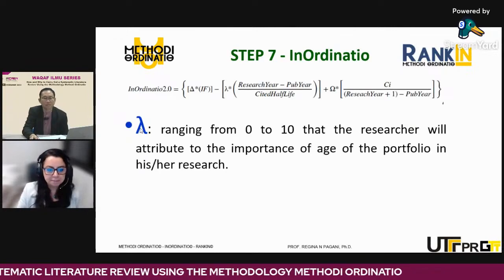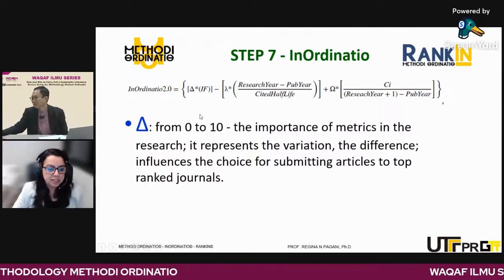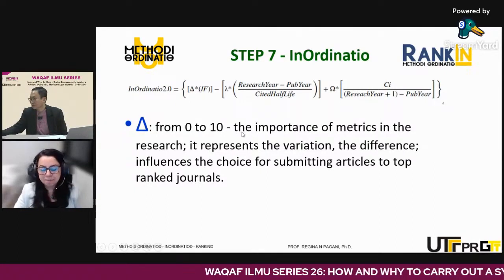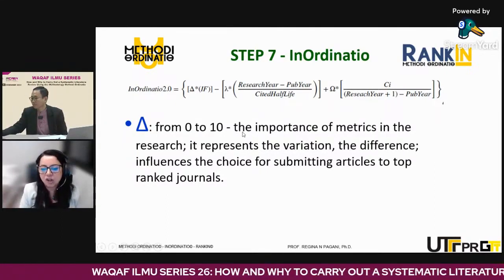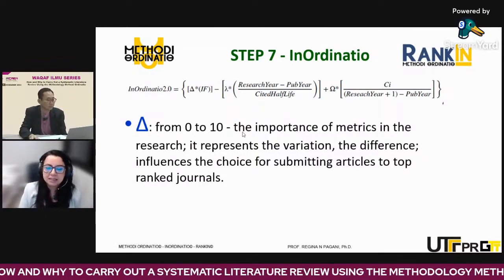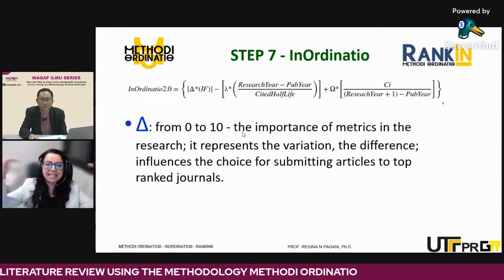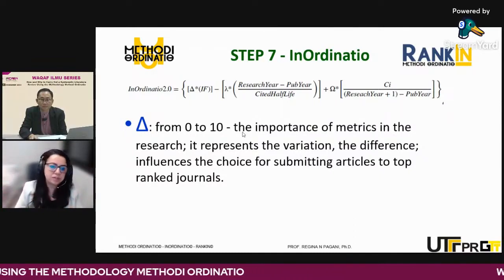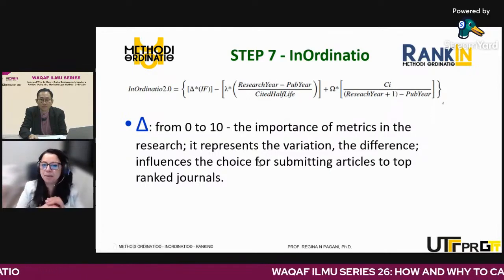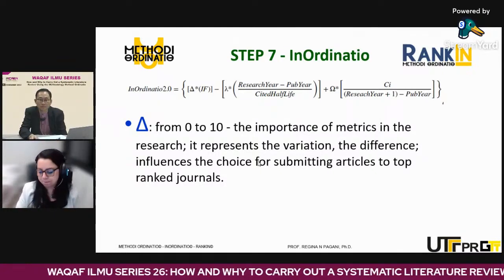So the first one I have to explain: delta, ranging from 0 to 10, is related to the importance of the journal metrics in the research. Do you think the metrics are important for your research? Oh, yes, because I just want to use the highest ranked papers. Good, so you can use 10. Oh, no, metrics for me, it doesn't matter. It's not important. You can use 0 or you can use 5, okay?